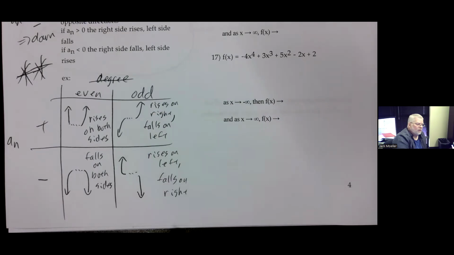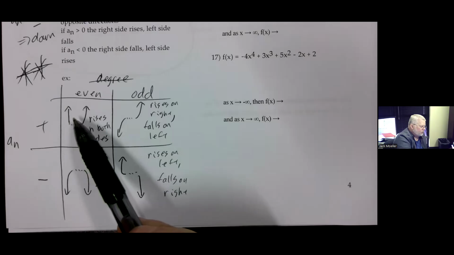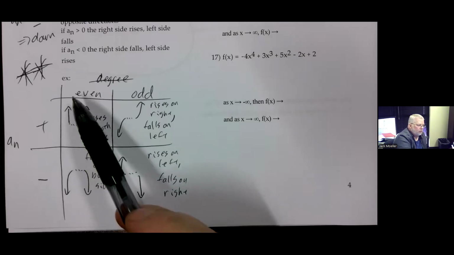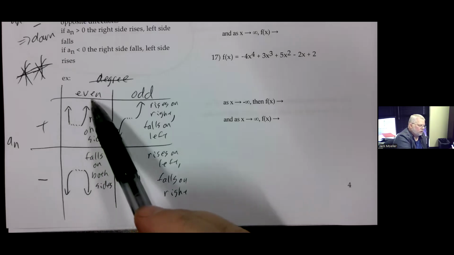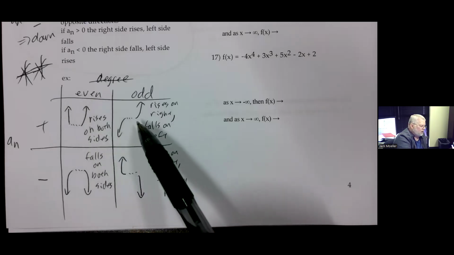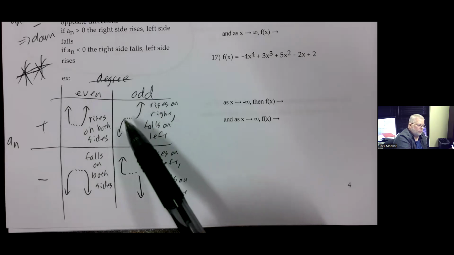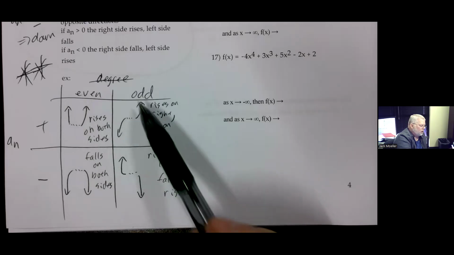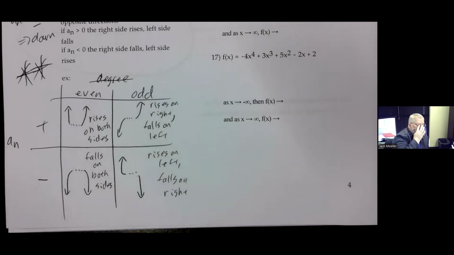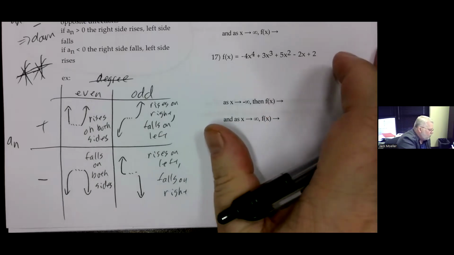Okay. And anytime you have a graph and you're trying to figure out information about the polynomial, if the ends go in the same direction, if they both go up or both go down, you know you're dealing with an even degree. 2, 4, 6, 8, and so on. If the ends of your graph go in opposite directions, either up and down or down and up, now you know you're dealing with an odd degree, 3, 5, 7, and so on. Okay.